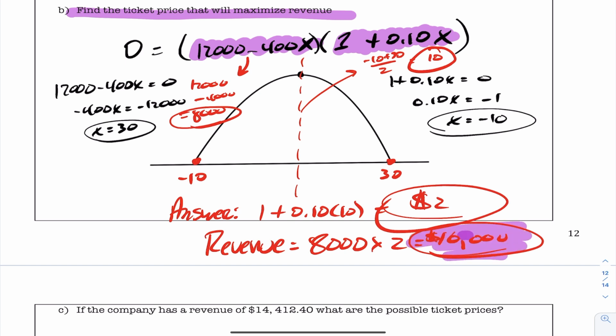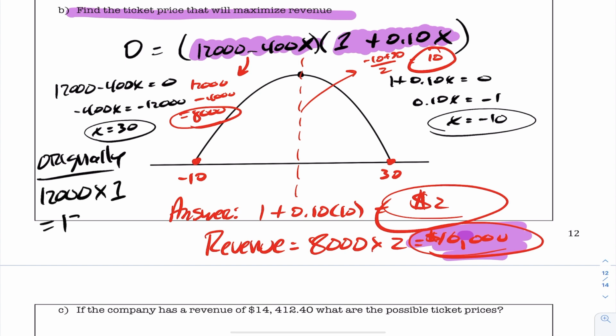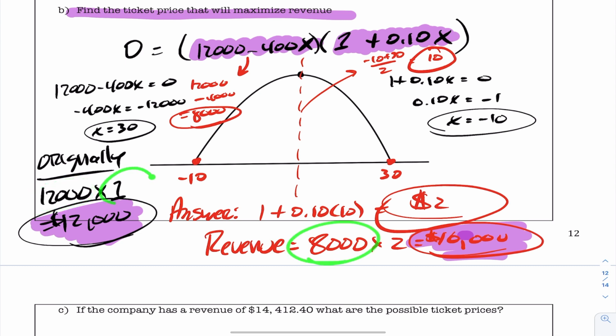As a comparison, what were you making originally? Originally, let's just write this over here. Again, this is not what the question is asking. We've gone beyond what the question was asking, but they were telling us that originally you were selling 12,000 tickets at $1 each. You're only making $12,000. So you can see here, by increasing the price of tickets, you go from 12,000 tickets sold to 8,000, but you double your ticket price and therefore make more money.